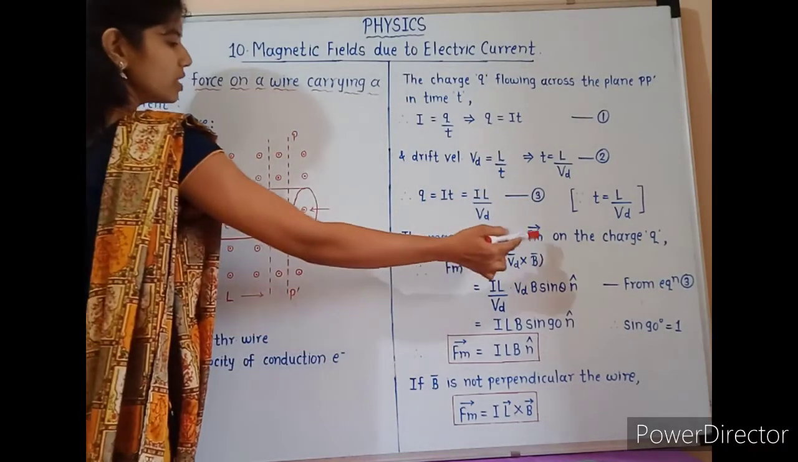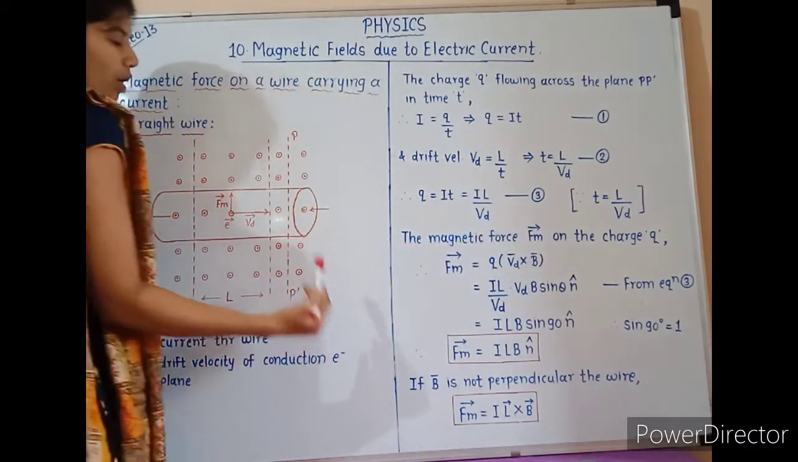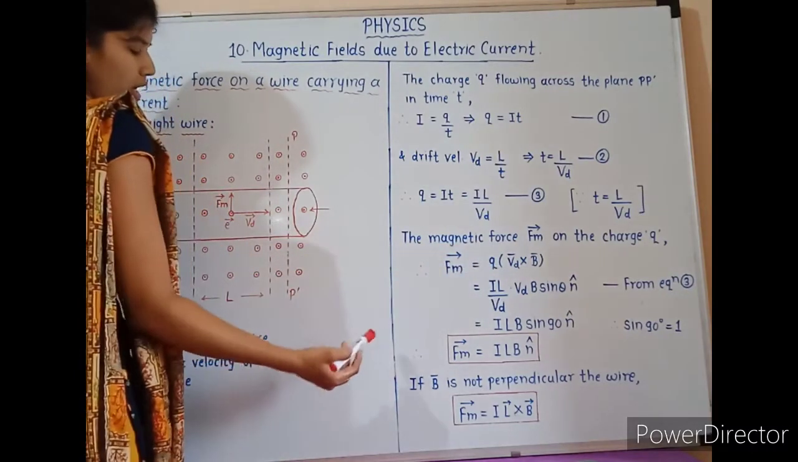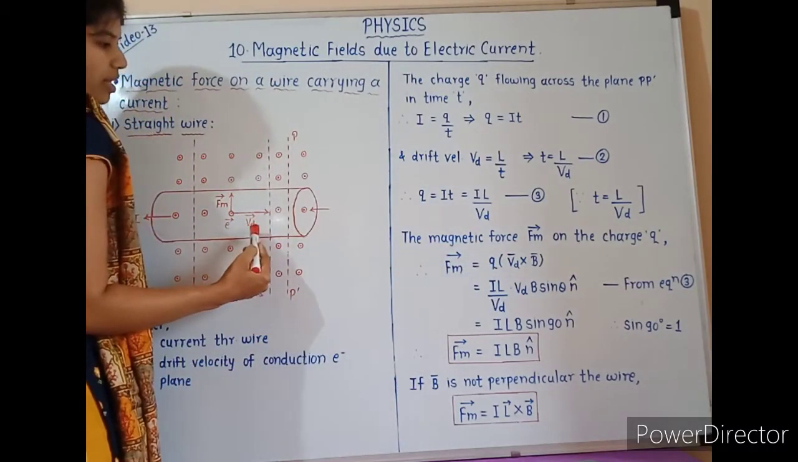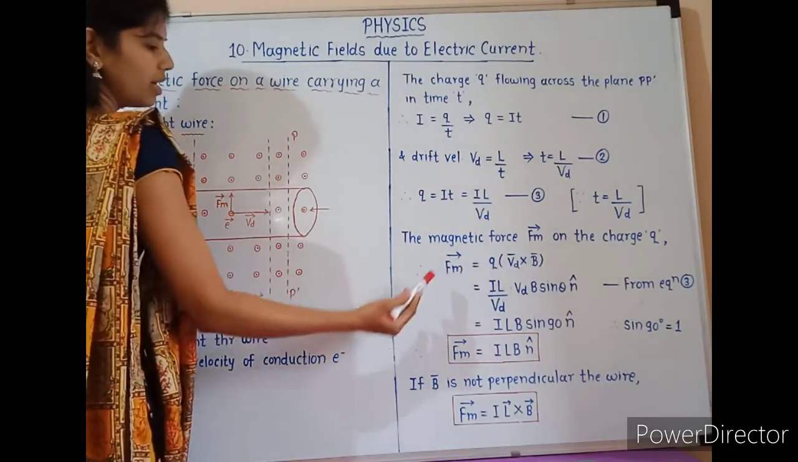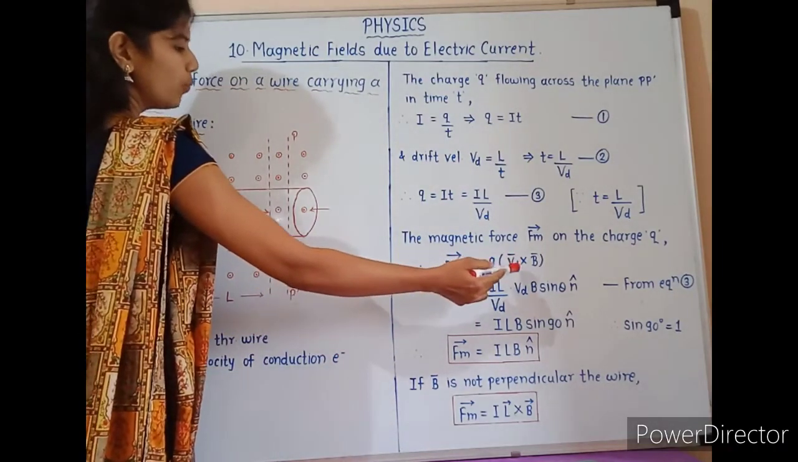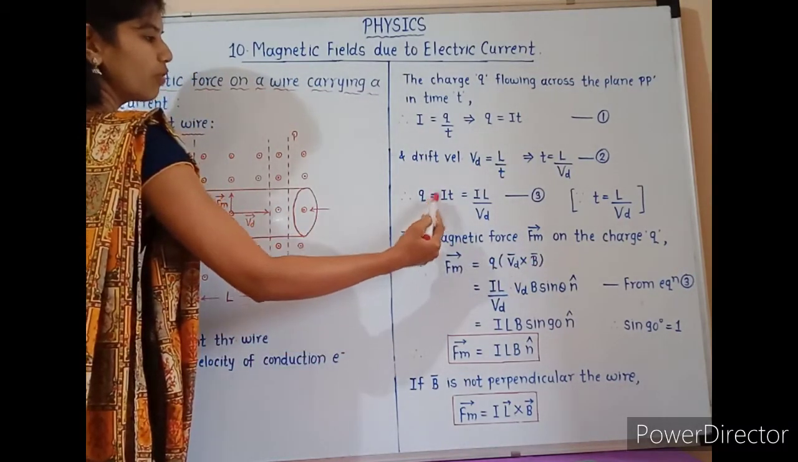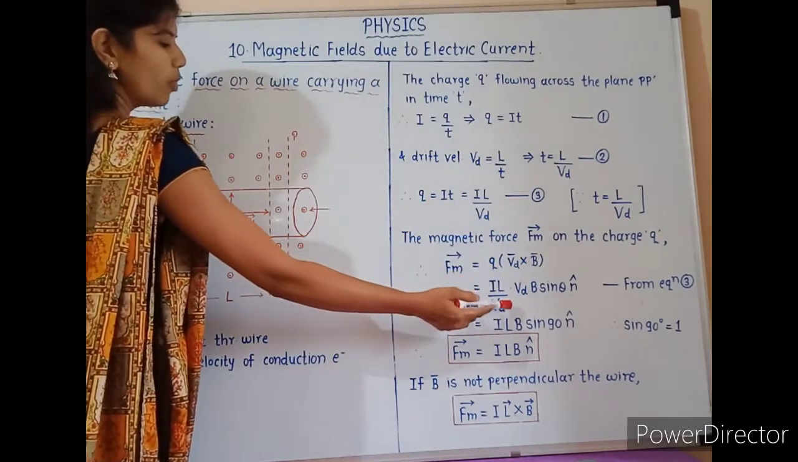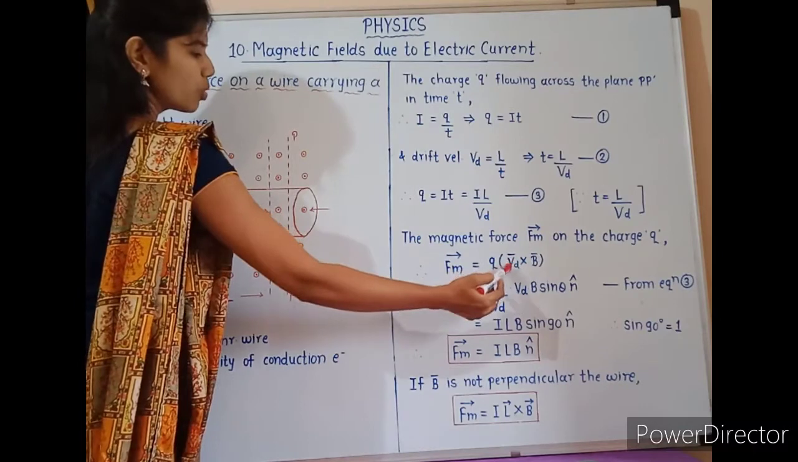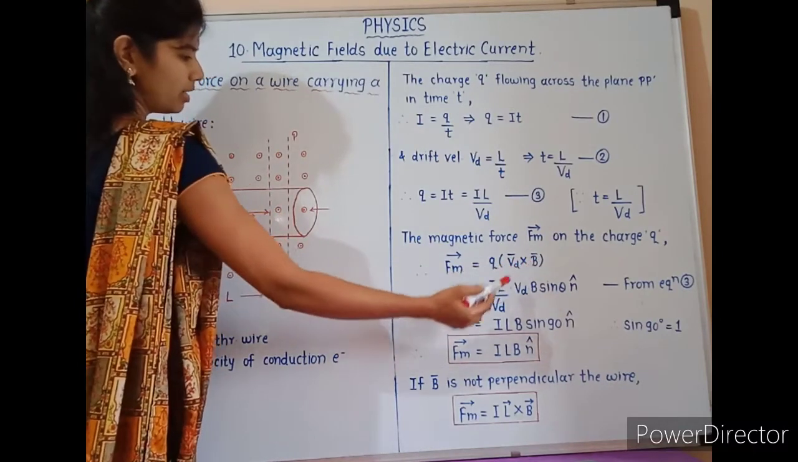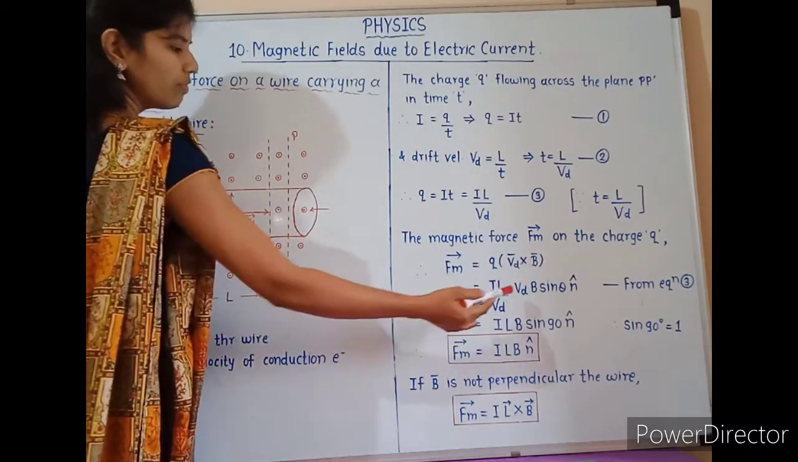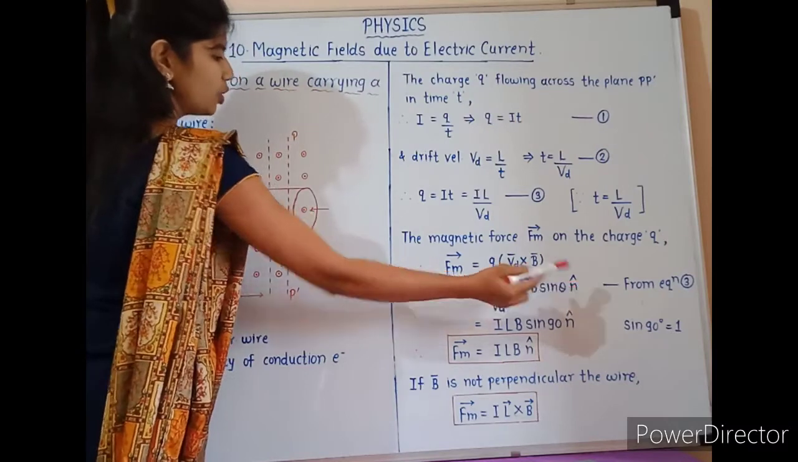Now the magnetic force Fm bar on the charge Q. We know that magnetic force is nothing but Q into V bar cross B bar, but the velocity of the electron is Vd, that is drift velocity. So here we get Fm bar is equal to Q into Vd bar cross B bar. Now substitute the value of Q from equation 3, we get I L upon Vd. Here it is a cross product of Vd bar and B bar. By the definition of cross product we get Vd B sin theta into n cap.